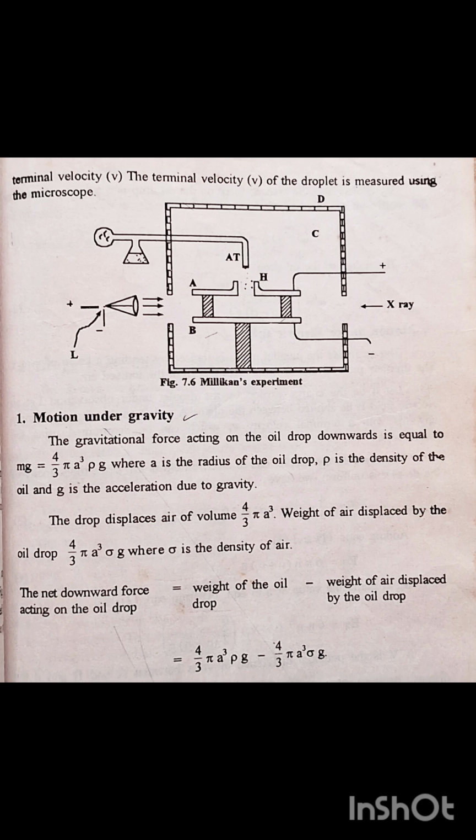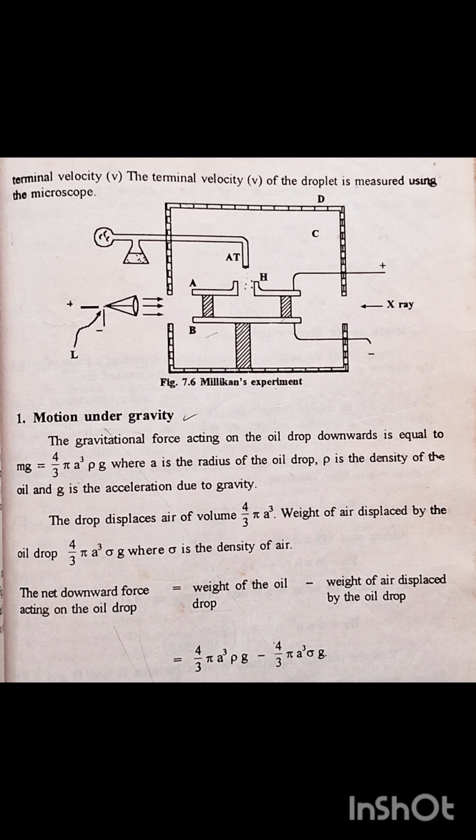The net downward force acting on the oil drop is equal to the weight of the oil drop minus the weight of air displaced by the oil drop, equal to 4/3 pi a cubed rho g minus 4/3 pi a cubed sigma g, equal to 4/3 pi a cubed (rho minus sigma) g.